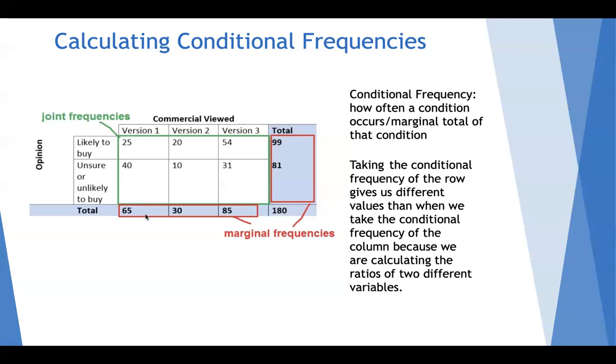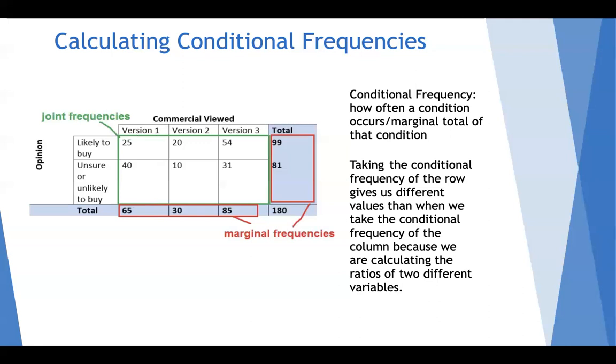This value tells us that out of the 65 people who viewed version 1 of the commercial, 40 of them were unsure or unlikely to buy the product. So in this case, this marginal total is in relation to how many people viewed version 1. So that's why this number tells us that out of the people who viewed version 1, 40 people were unsure or unlikely to buy the product.